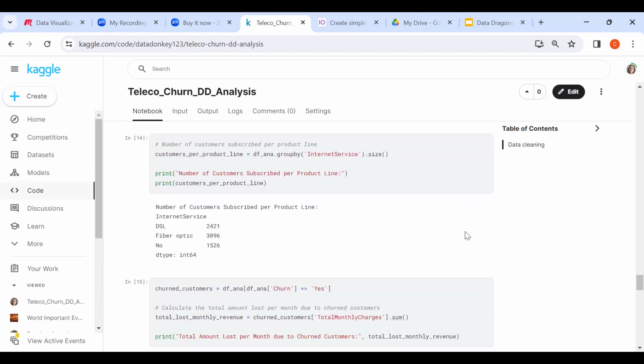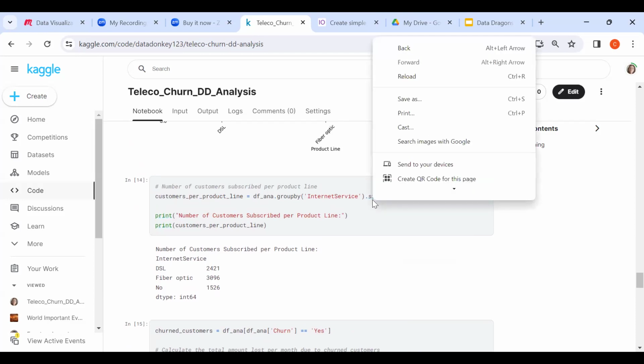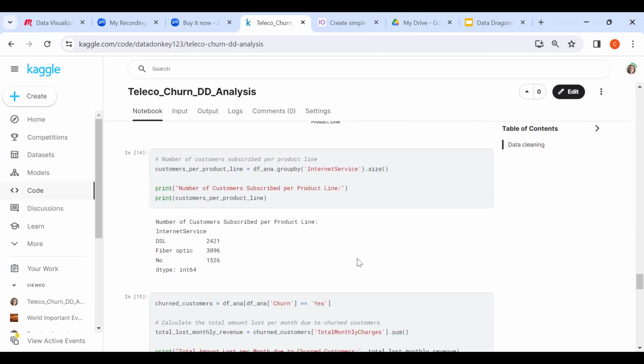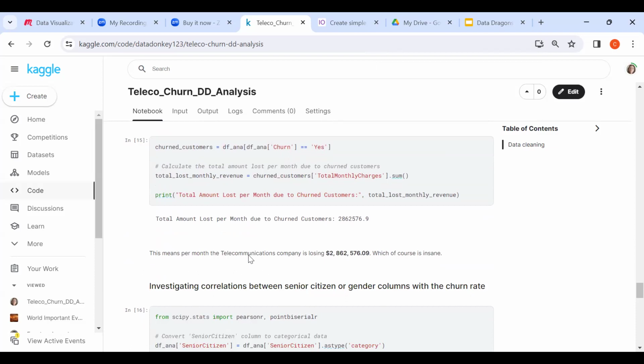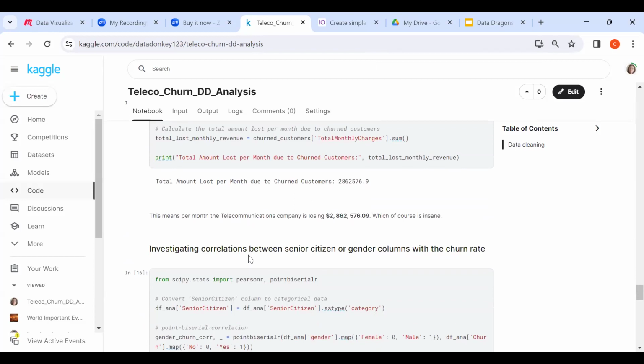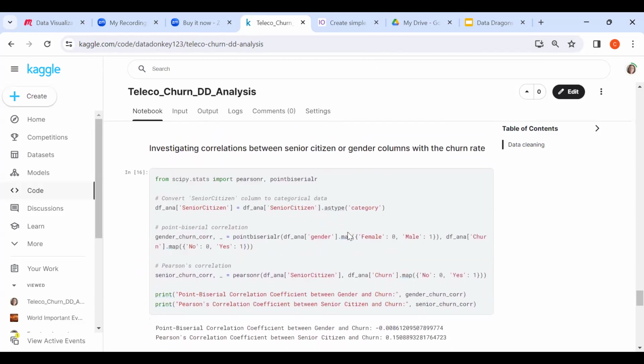Cool. And then we look at the number of customers who are subscribed by product line. You'll notice that the main function I've been using so far is group by and dot size, so it's nothing too complicated. And we see the customer split, with the vast majority of customers being on fiber. Cool. And then we look at churn customers and calculate the total monthly amount lost to churn, which works out to just over $2 million, which was quite substantial in my mind.